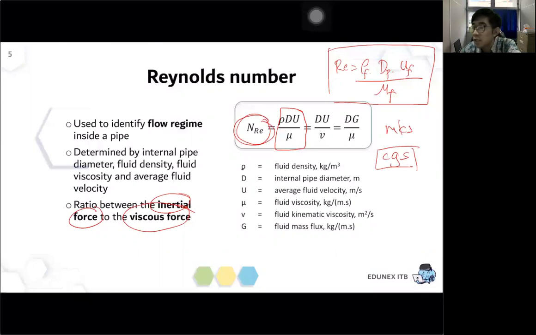And from this equation, density times diameter times velocity divided by viscosity, you can use other parameters, like converting mu over density, which equals kinematic viscosity. And density times velocity will equal fluid mass flux. This one, right? So this is the Reynolds number.